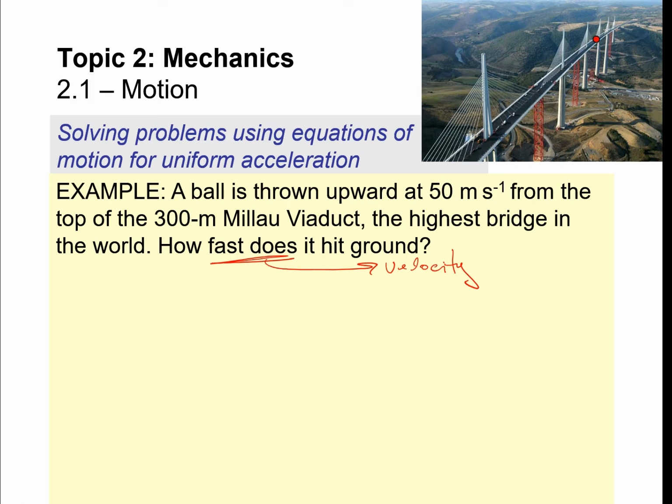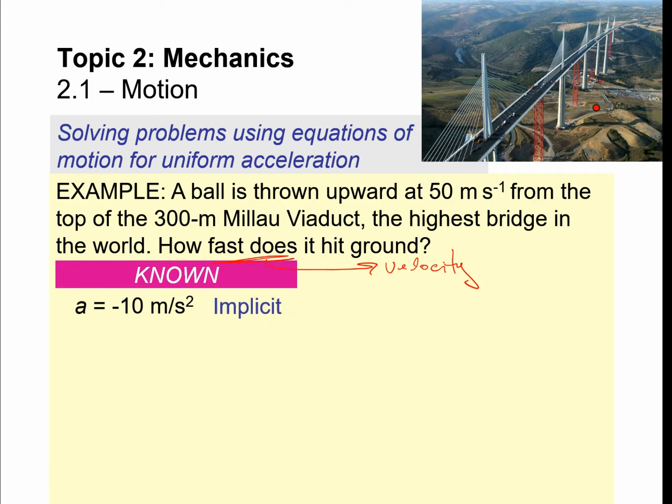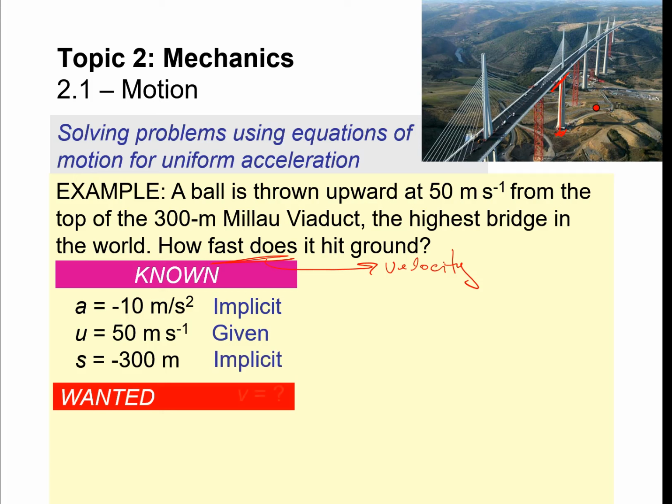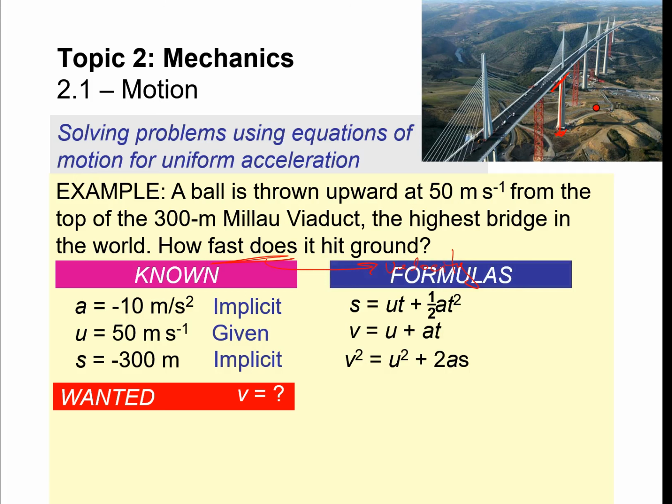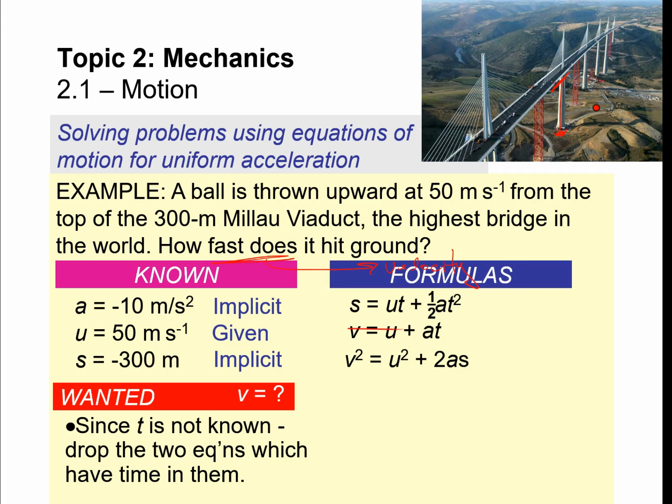Okay, so let's see Tim's solution for this problem. What do we know? We imply acceleration is negative 10 meters per second squared. Initial velocity is 50 meters per second, that's given. And the total displacement is negative 300 meters, because you go from the bridge down to the ground, and if the bridge is 300 meters high, then your displacement is 300 meters in the down direction. What I want is velocity. Of the 3 traditional equations, time is not known, so I can eliminate the 2, and we can use Torricelli's equation again.